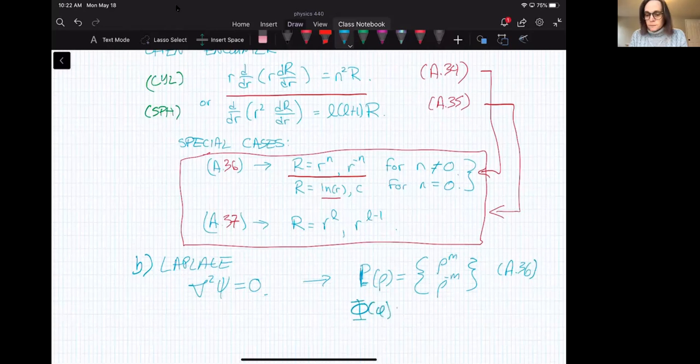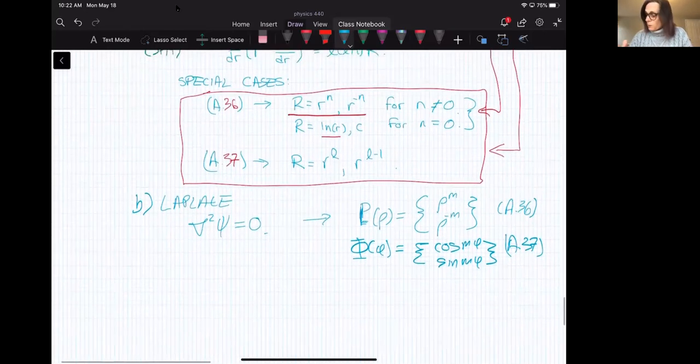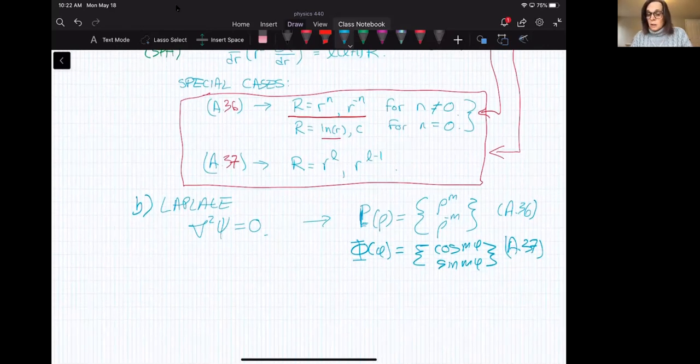Phi of phi, a linear combination of cosine m phi, sine m phi. And almost always, although not always, we don't run into problems where we care about the z solution. But you can imagine that for most of these problems, the z solution takes on the other value of the constant. That is, z is an exponential. Right? But I'm going to leave that out for now. I'll come back to it when I rewrite the entire equation.